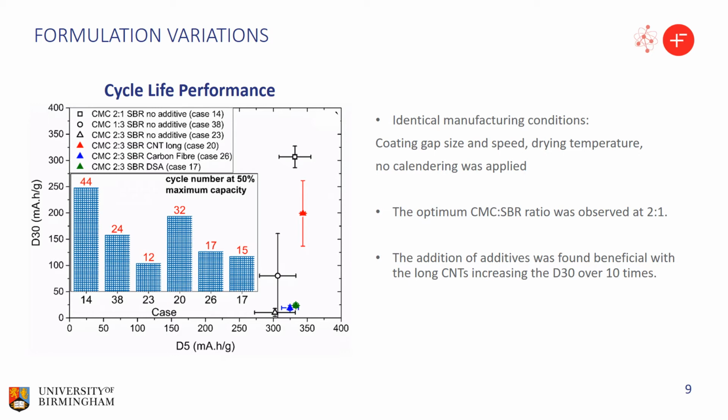So as you can see from the open symbols that are the different CMC and SBR ratios, the one with the optimum performance is the 2/1. This is the sample that has the highest concentration of CMC. In addition, when we're studying the additives that we put into the systems, you can see that all of them are characterized by a constant CMC-SBR ratio of 2/3, and particularly the long carbon nanotubes exhibited the best performance.